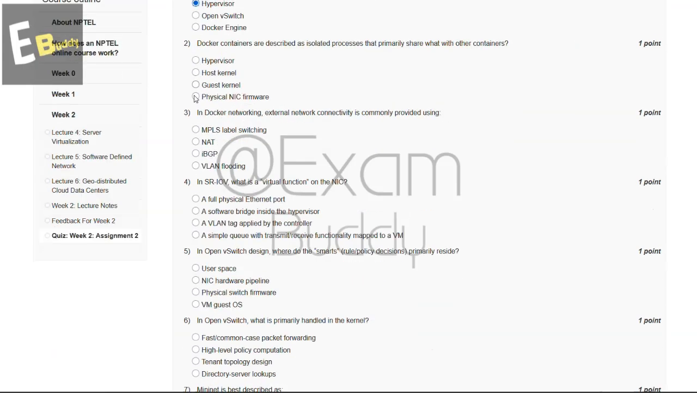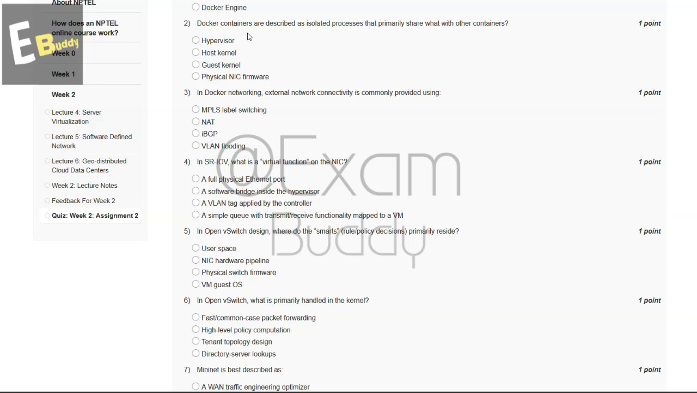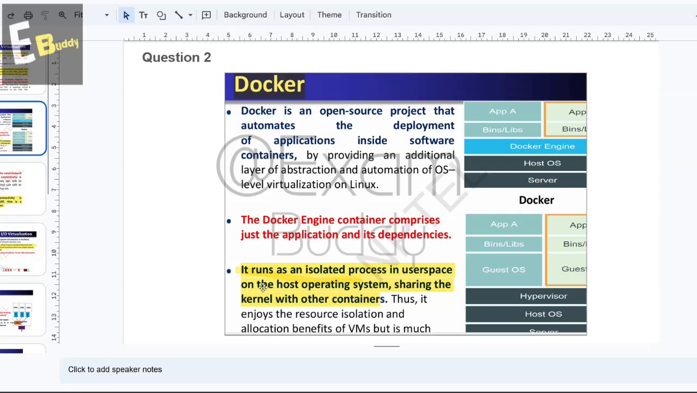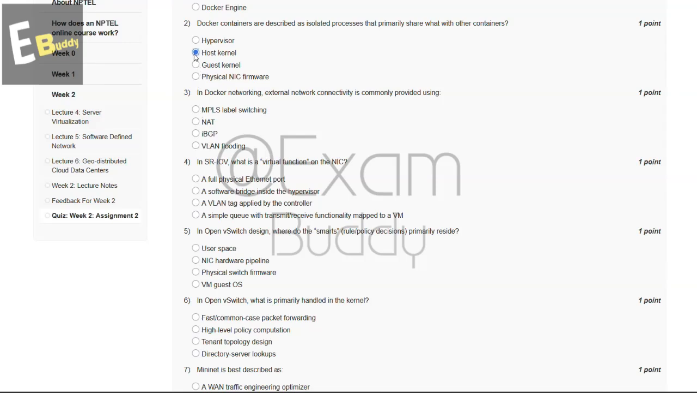And now let's go to our question number 2. Docker containers are described as isolated processes that primarily share what with other containers? So these are the options, and now let's check the explanation. The explanation says Docker runs as an isolated process in user space on the host operating system, sharing the kernel with other containers. So the answer of our second question is B, host kernel.